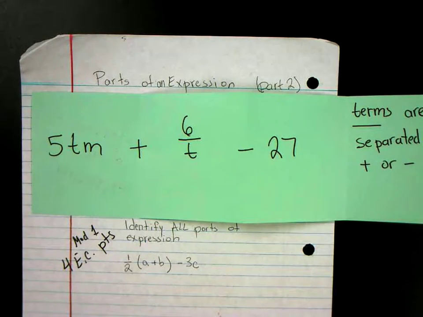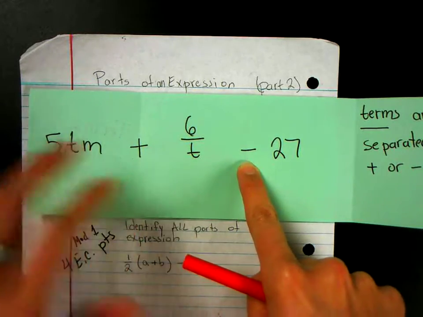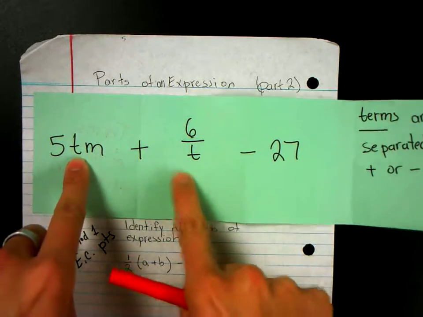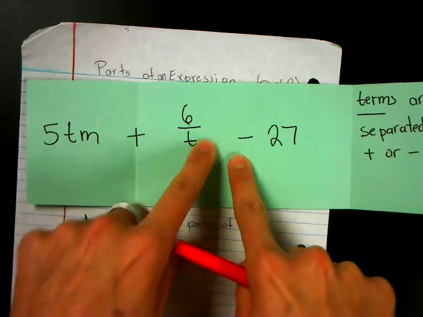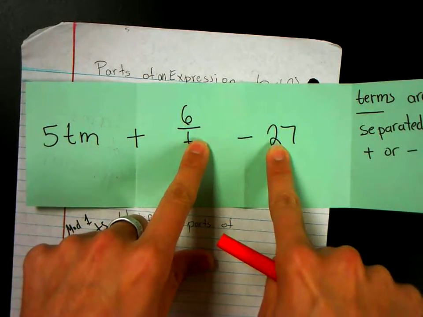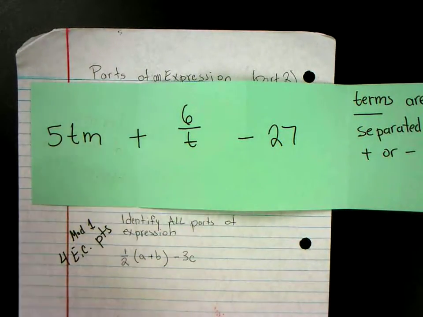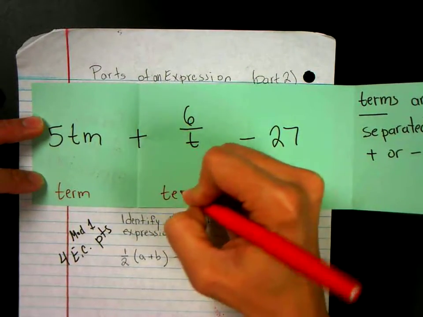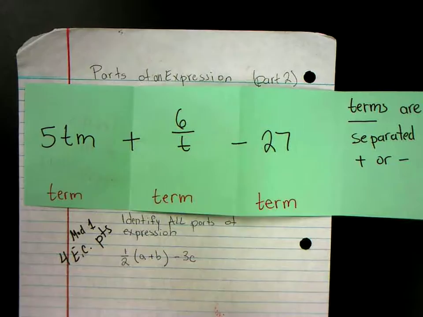So our terms in this case, again, are only separated by addition or subtraction, so you have to look at your addition and subtraction signs. What is to the left of the addition sign, what's to the right of the addition sign? This is all a term, this is all a term. If you look at your subtraction sign, what's to the left of the subtraction sign? This is a term, and whatever's to the right of it, that's also a term. So you keep going until you find another addition or subtraction sign. So 5 times t times m is a term, 6 divided by t is a term, and our constant 7 is also a term. These are all of our terms.